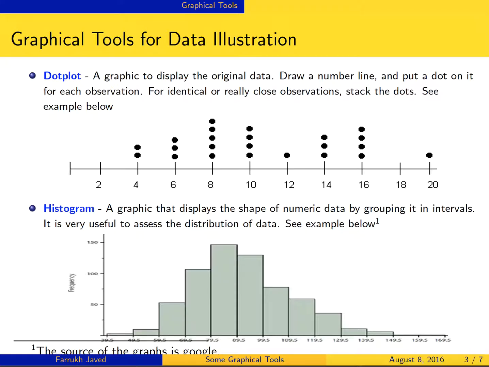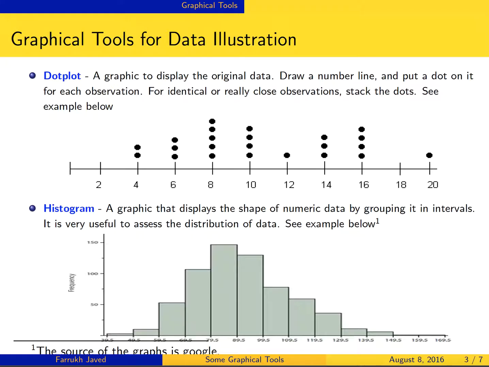So the dot plot is the most basic and one of the classic graphical methods. It is used to display the original data. And how do we do that? Well, draw a number line and put a dot on it for each observation.